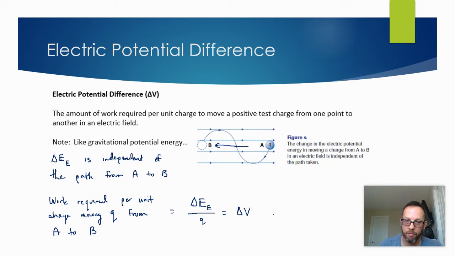And sometimes we rearrange this equation to get the change in electric potential energy. It's the potential difference times Q, times whatever you're trying to move across that potential difference, to get the change in energy. It's a pretty easy calculation. You take the charge, Q, times the potential difference.